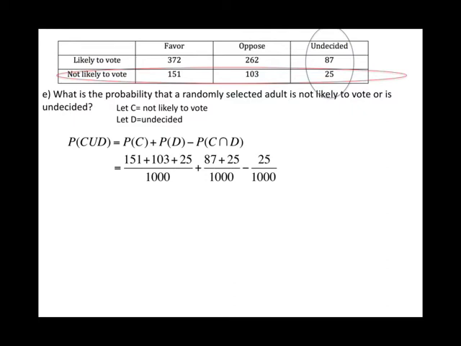Okay, this is what you guys get. Not likely to vote, you're going to add up these three numbers. And undecided, you're going to add up these two numbers. And the 25 was the duplicate one, so we're going to take out one of them. Okay, you should get 0.366.